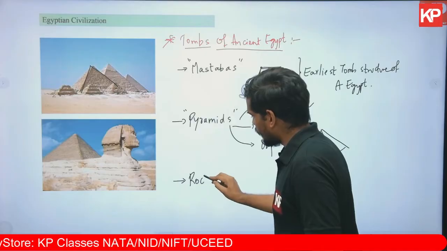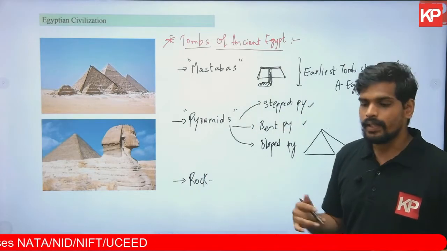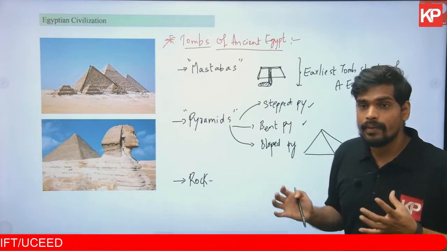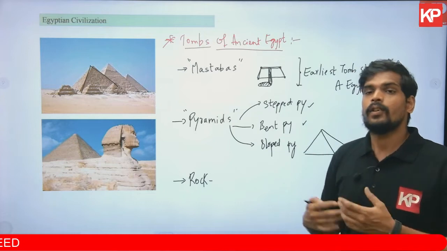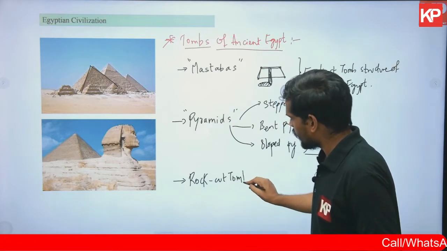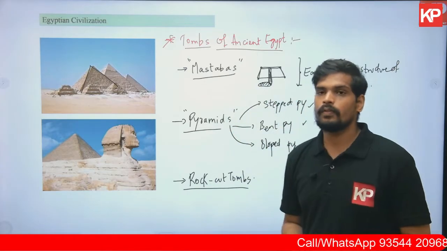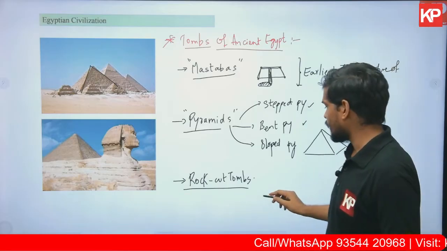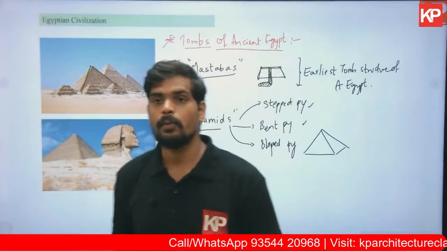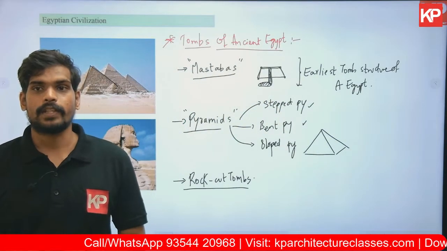Finally, instead of constructing large pyramids, because it was time consuming or difficult to procure that large amount of material, bring it and construct, rock cut tombs were constructed. So these are various types of tombs which were constructed in ancient Egypt. Rock cut tombs are basically cut into the rock, into the hilly terrain. That is the first point which you need to understand with respect to the tombs of ancient Egypt.